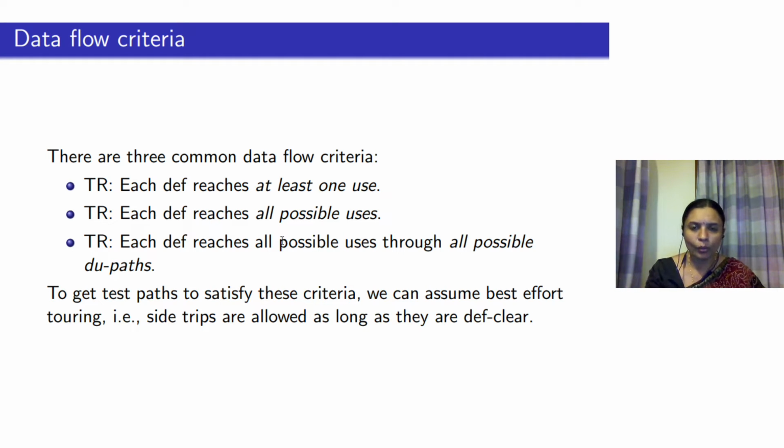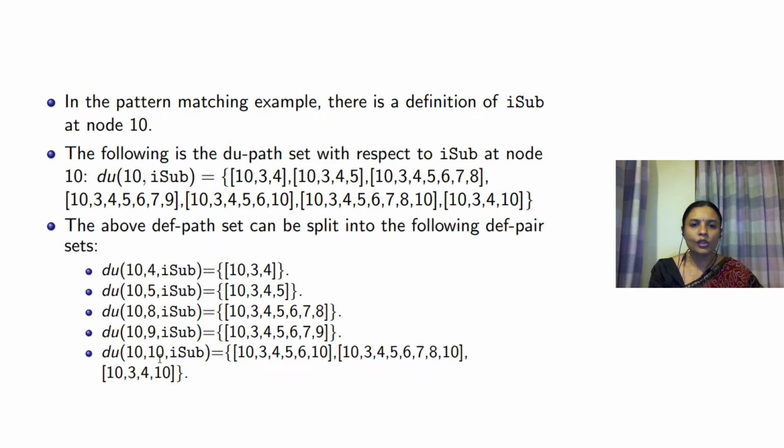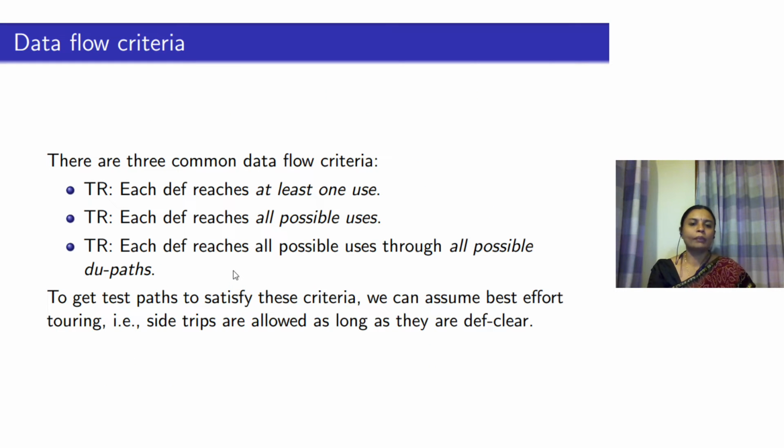Let me just go back and show you this example. If you take this last one, the definition at 10 reaches the use at 10 for the variable i sub through three different paths. Is that clear? So what the test requirement says is take all the three paths. That's all the third test requirement says.